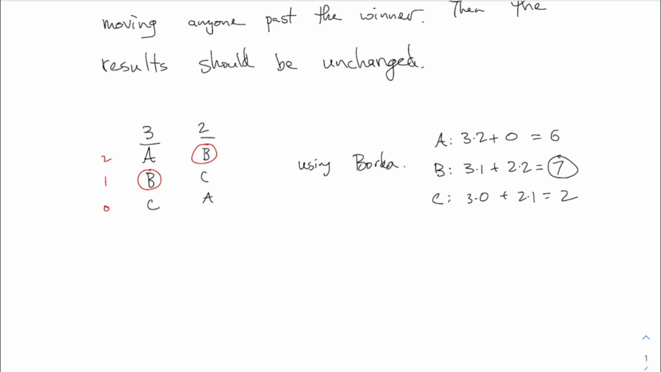So here, I'm going to ask, what if we change BCA becomes BAC? This is the kind of thing that I mean when I say we change things around without moving anyone past the winner. C and A were both below the winner. After the change, they are still both below the winner. All right. So this counts as an irrelevant alternative change.